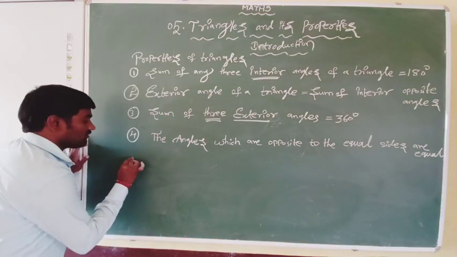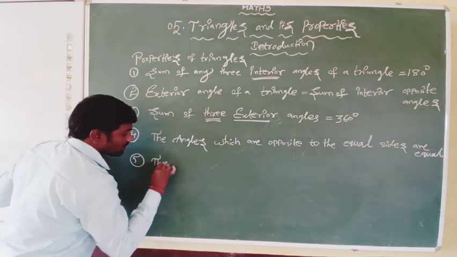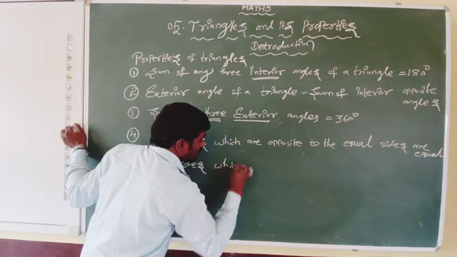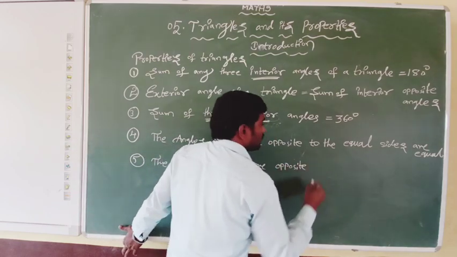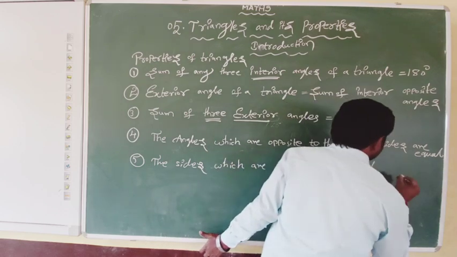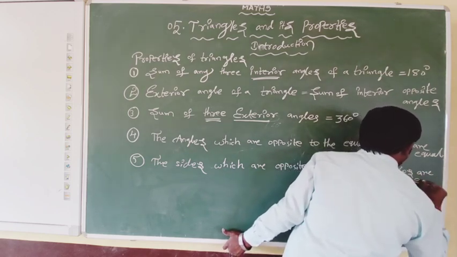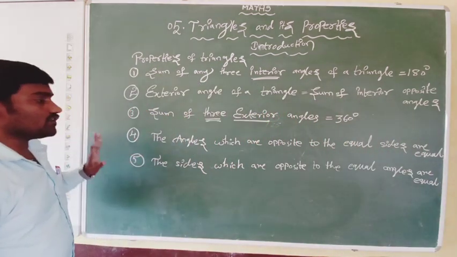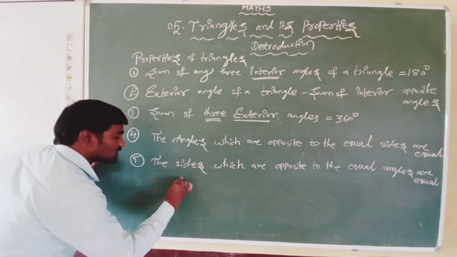This is the main and very important property. And the fifth one I will write is just the converse of it. The sides which are opposite to the equal angles are equal. And these are the main two properties we need to discuss. Let's go for the first one. If you know the first one, we will understand the second one the same way, and 2 and 3 here also. So let's see.